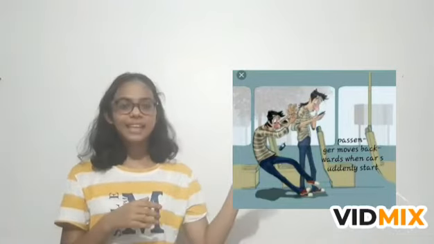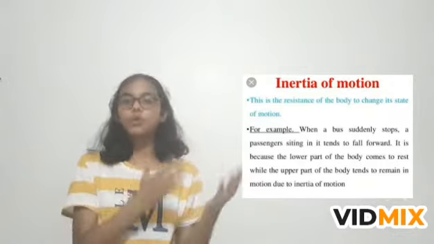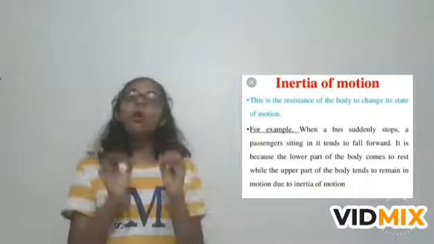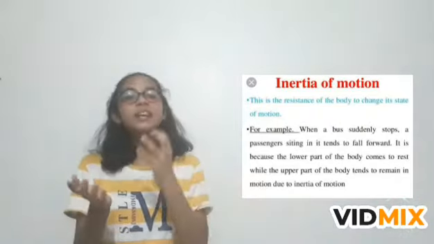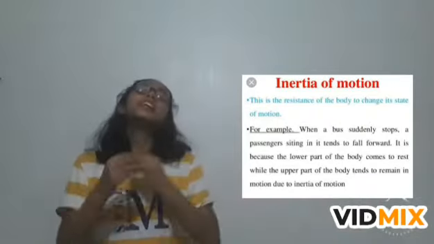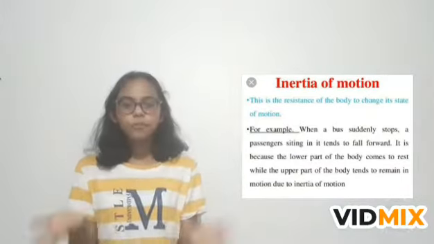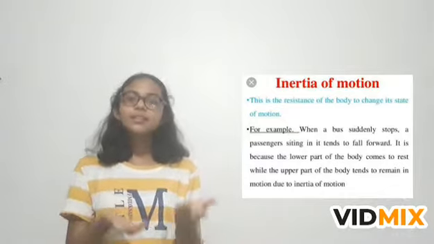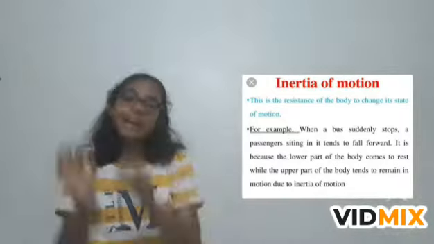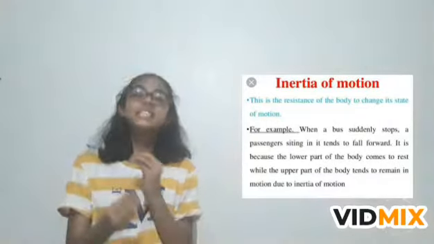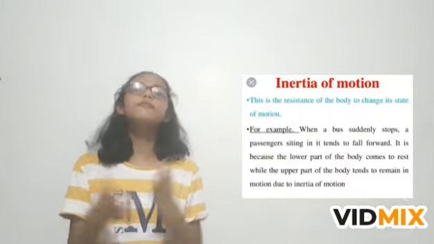नाउ मूविंग ऑन टू द सेकंड प्रॉपर्टी और सेकंड टाइप. Yeah, it is inertia of motion. अगर कोई भी ऑब्जेक्ट मोशन में है तो वो मोशन में ही रहना पसंद करेगा, वो अपनी स्टेट को चेंज होने से रेसिस्ट करेगा. इसे हम कहते हैं inertia of motion. So we can define it: if any object is in motion, it will tend to be in motion and it will resist changing its state, and this is known as inertia of motion.